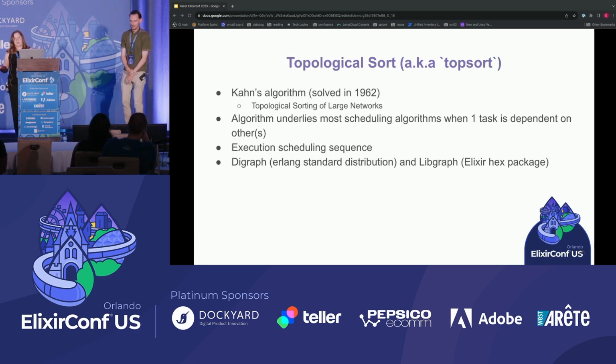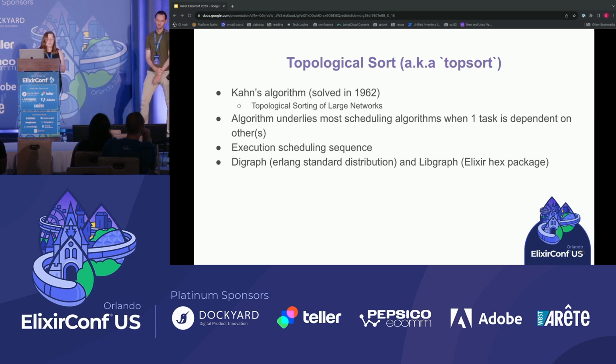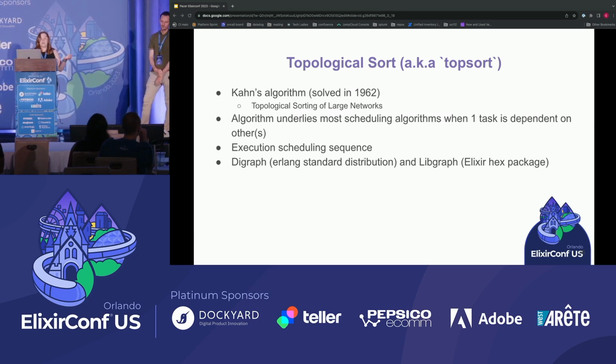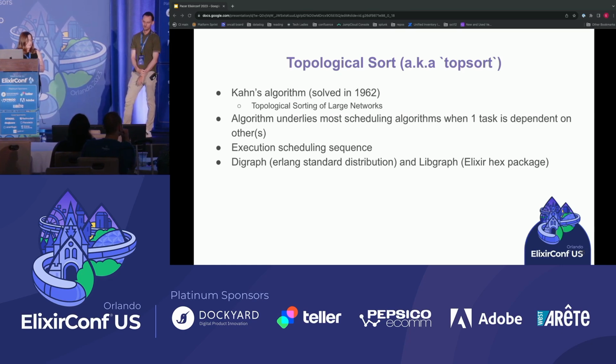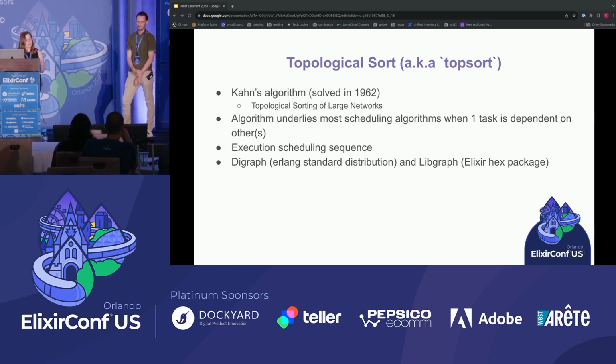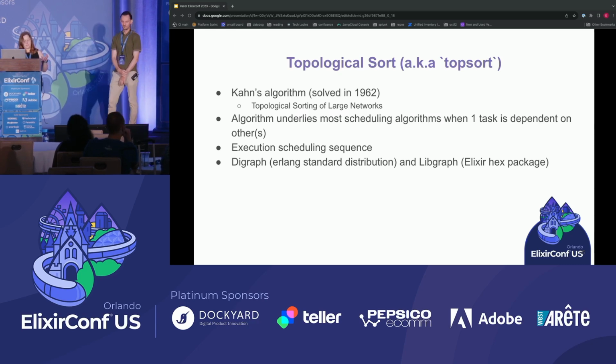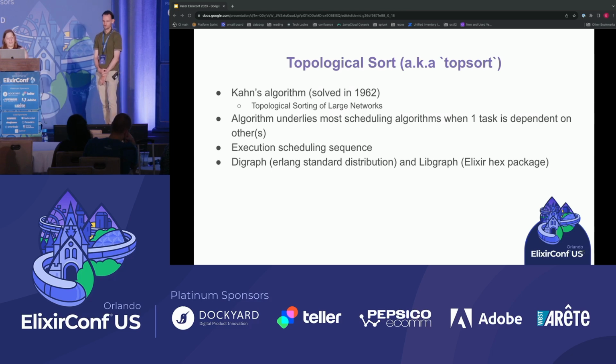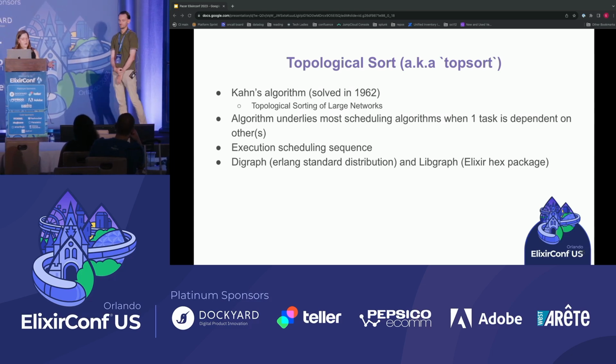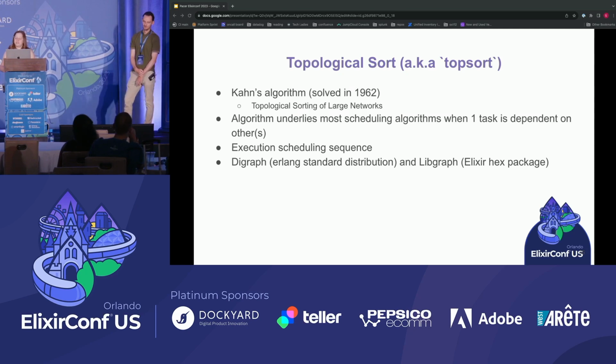Makes sense. Let's talk about a common thing, topological sort, aka top sorting. This was solved in 1962, so let's not reinvent the problem. There's a great paper written by Kahn, Topological Sorting of Large Networks. Highly recommend that. There's many algorithms that do this. We focused on Kahn's algorithm. There's usually an algorithm that does dependencies. One task depends on another. You can schedule it. It's just an execution of scheduling sequence. You might have heard of digraph, which is in Erlang, and in Elixir, there is a package called LibGraph. Both have different topological sorting implementations and the option to use other algorithms here.